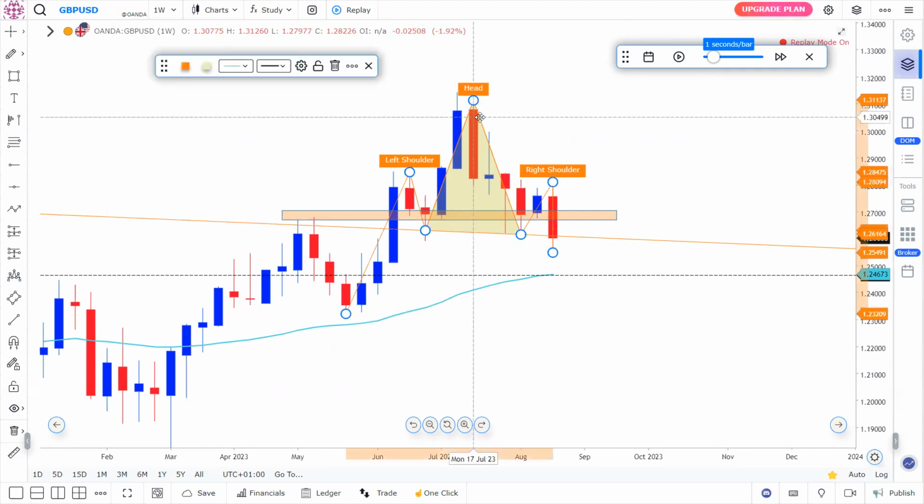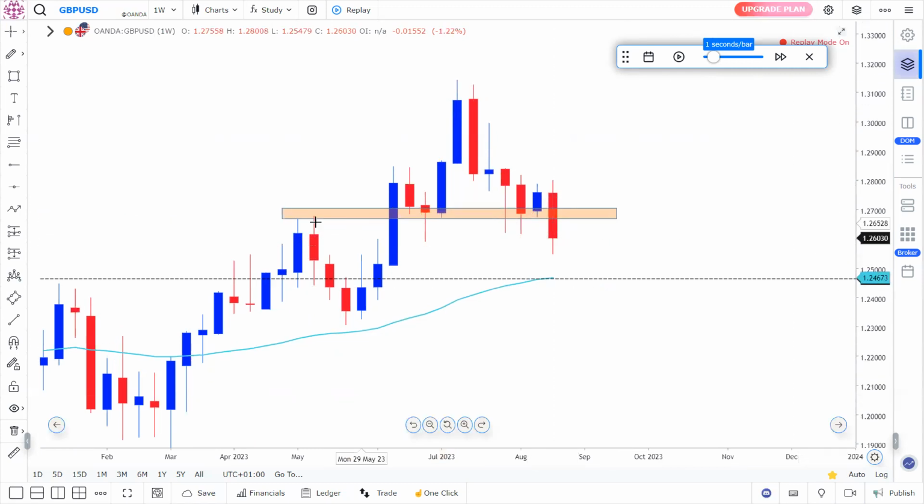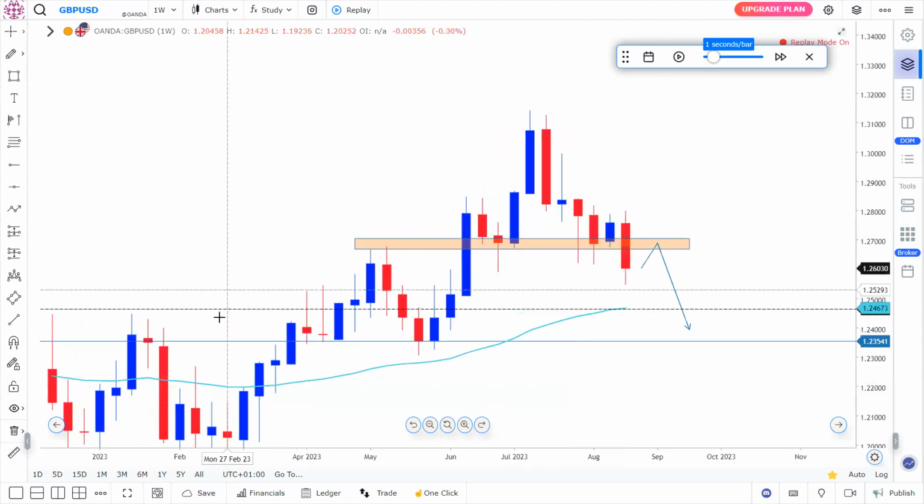And then, having seen this weekly candlestick closing below this structured level, what I needed to do was wait for price to trade back into this level where I was potentially looking to sell GBP USD all the way to this support level right about here.